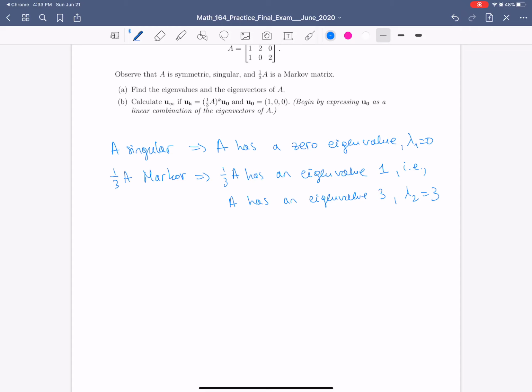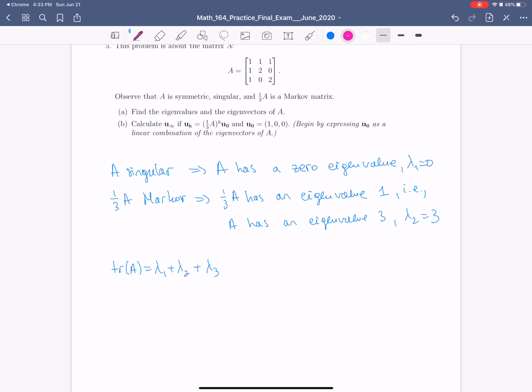And then, since the trace of A must equal lambda 1 plus lambda 2 plus lambda 3, we can find the third eigenvalue. The trace of A is 1 plus 2 plus 2, so that's a 5, equals 0 plus 3 plus lambda 3. So from here, we see that the third eigenvalue is a 2. So we have this and this.